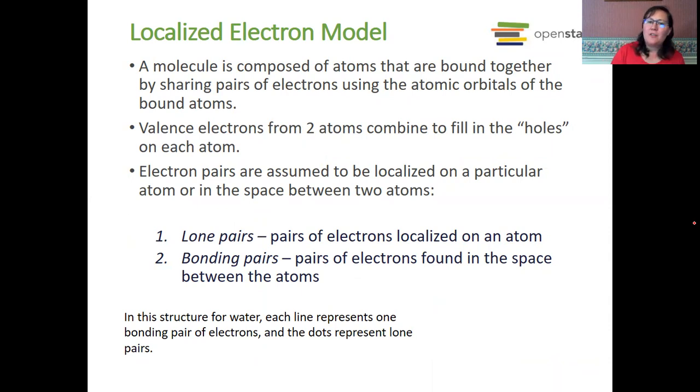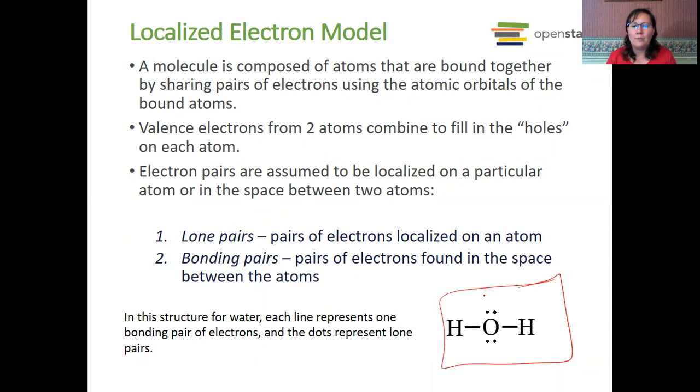Okay, so now we have come to the localized electron model. A molecule is composed of atoms that are bound together by sharing electrons. Okay, so there's two different kinds of electrons in a Lewis dot structure or a localized electron model. And here we have a structure that shows water.